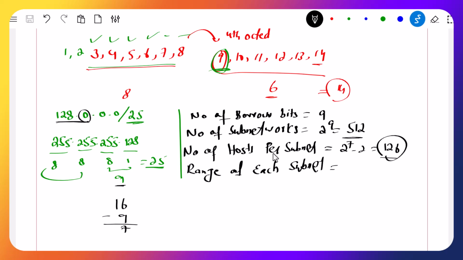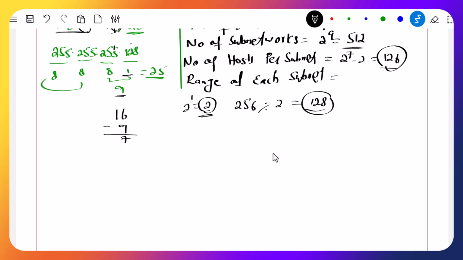How many bits we have borrowed from the fourth octet, because on the fourth octet we have the on and off combination, obviously 1. So 2 power 1 is equal to 2. What is the total range of this last octet, 0 to this? Yes, that is the subnet mask, not the range. Okay, what is the range of this fourth octet? Obviously 256 divided by 2 is equal to what? 128. So 128.